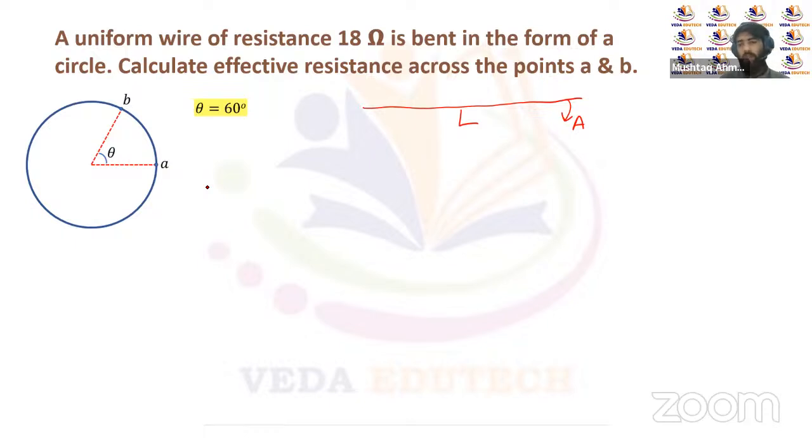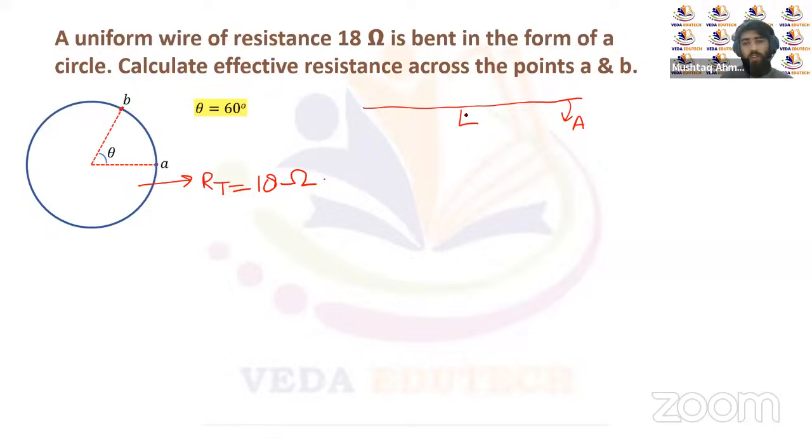Whatever the length of this wire, the same will be the circumference of this circle. The total resistance of this wire has been given as 18 ohms, so the total resistance of this circular wire will also be 18 ohms. But the question is that we have to calculate the effective resistance across the points A and B. You can see in this picture we have 2 points, A and B.